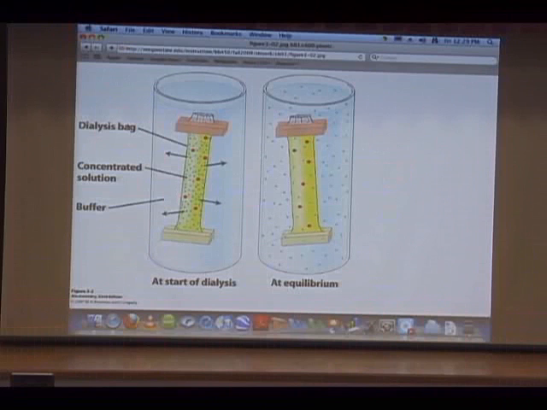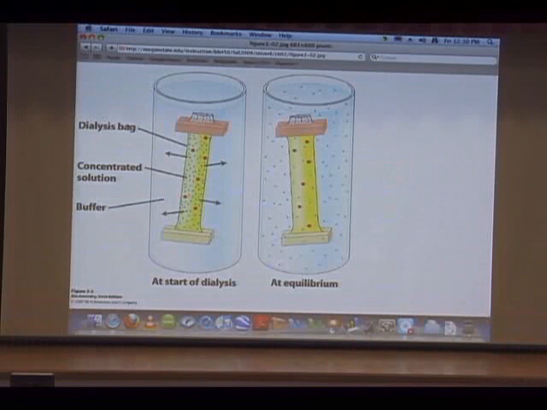So one technique that's very useful, you probably played with it a little bit in biology lab, is dialysis. And dialysis is simply a method of removing small molecules from big molecules. The small molecules here are very small molecules. Typically, they're salts.